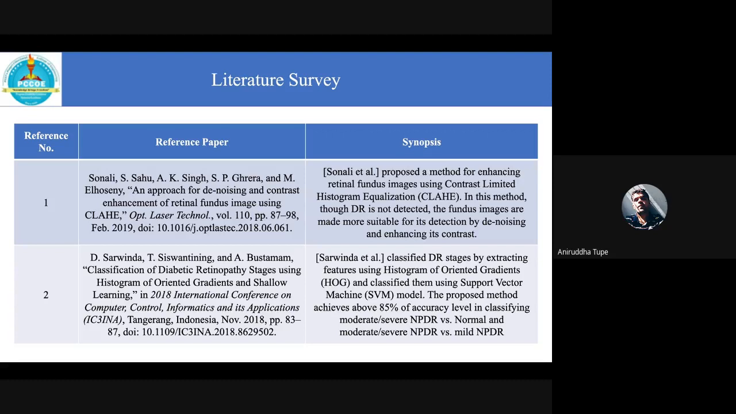It proposed a method for enhancing retinal fundus images using CLAHE, which is contrast limited adaptive histogram equalization. In this method, though DR is not detected, the fundus images are made more suitable for its detection by denoising and enhancing its contrast. The second paper is by Sarvinda, wherein they classified DR stages by extracting features using histogram of oriented gradients and classified them using support vector machine.